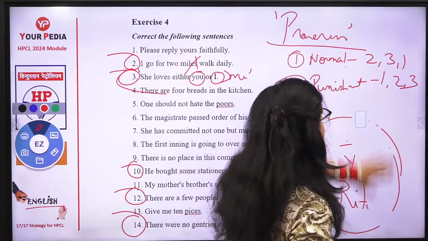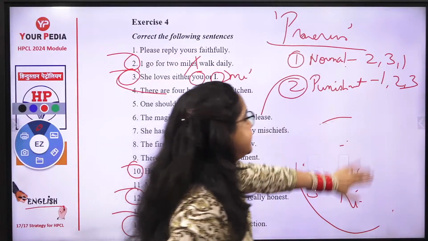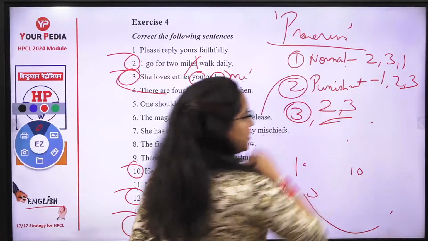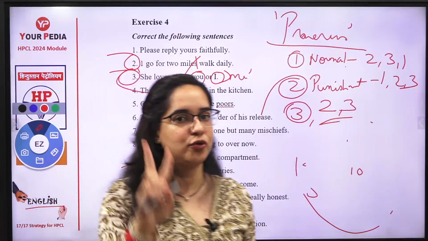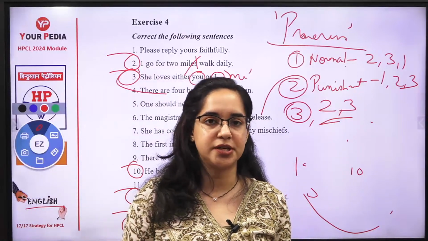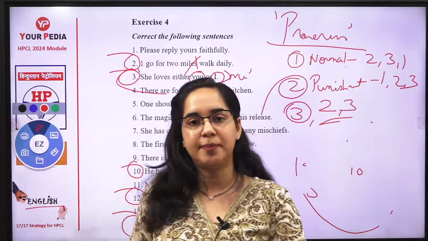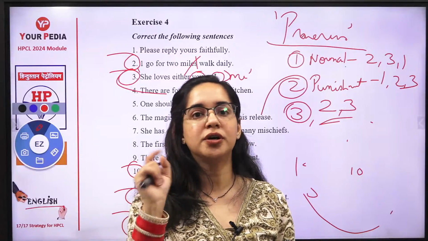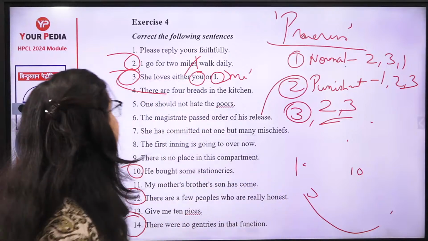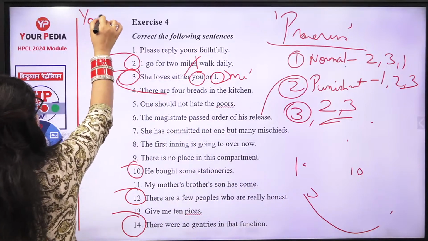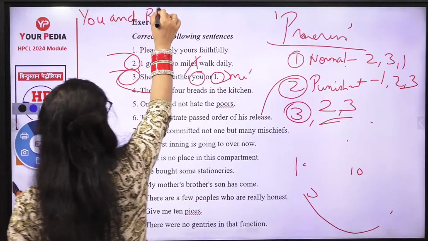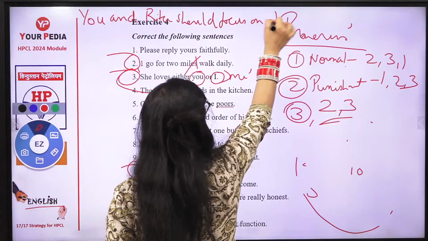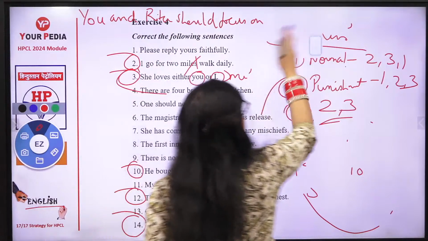Now comes if there is a sentence which has only second and third person. Okay, I'm giving you a sentence and you have 2 persons. Second person or the third person. Which pronoun will be at the back? I give you a question. You and Rita should focus on dash studies. What will be the question now? What will be the answer? You and Rita should focus on dash studies. What you will write?